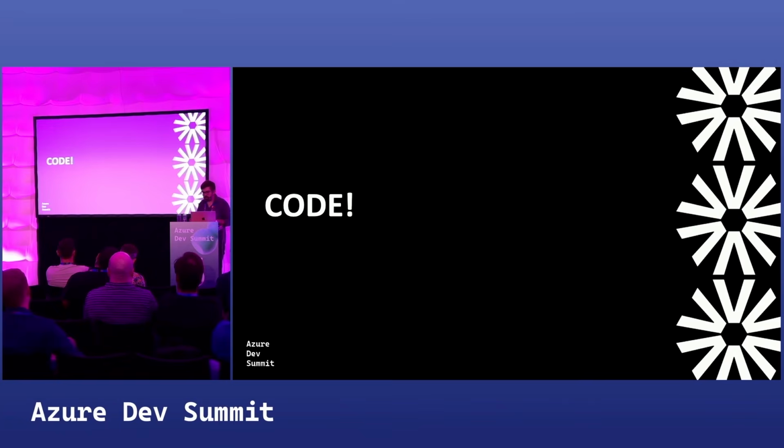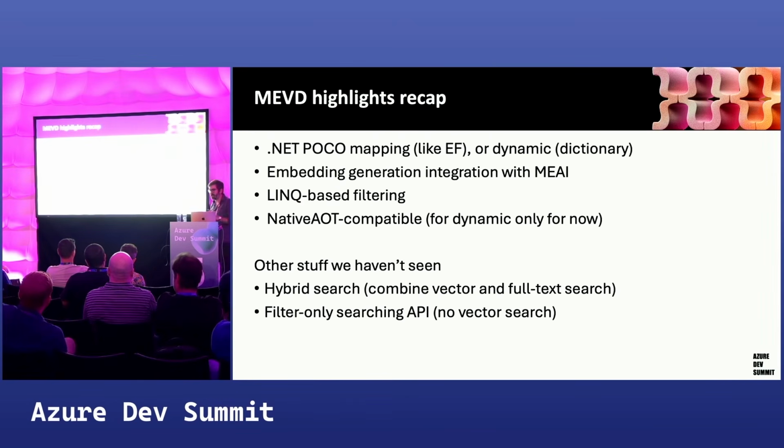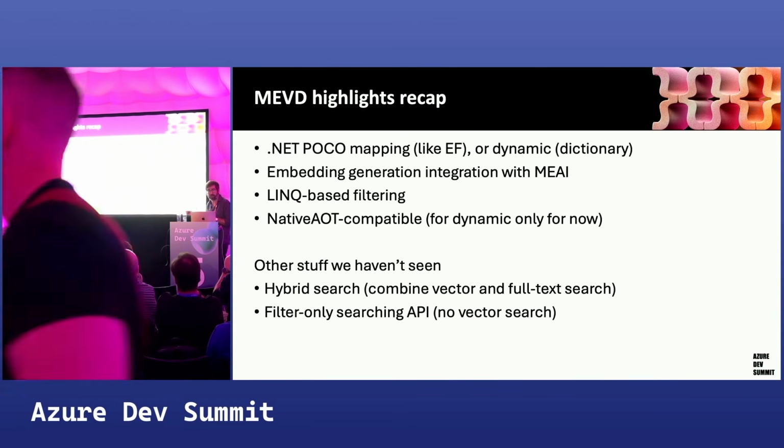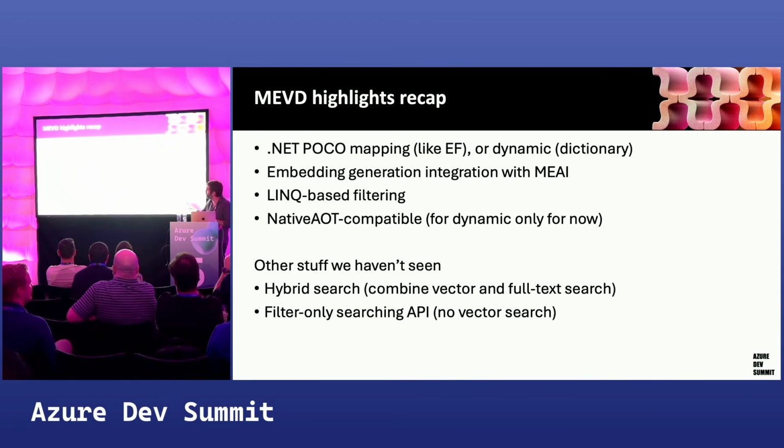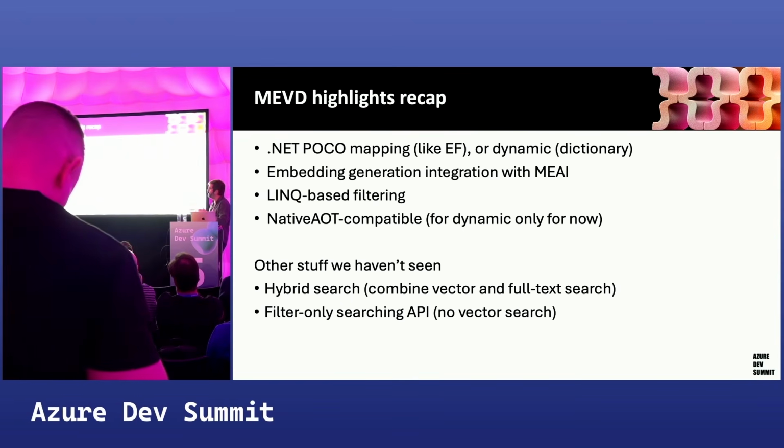I do want to do a quick recap of what we saw, just so that you guys have a good summary. Sorry, this is kind of bright. So MEVD allows you to do either .NET POCO mapping, so map your .NET types, or it allows you to do dynamic via dictionary, and the latter is native AOT compatible as well. Eventually, the POCO one will be compatible as well, but actually, we need you to tell us. So if it's important for you that we do the native AOT thing, if it's more urgent, then please tell me about it so that I can know and maybe we prioritize it.